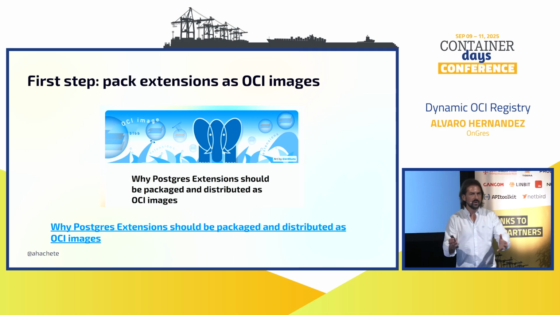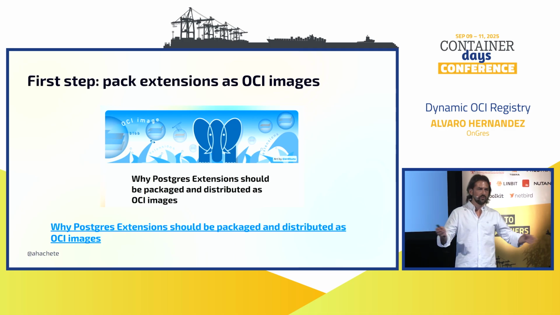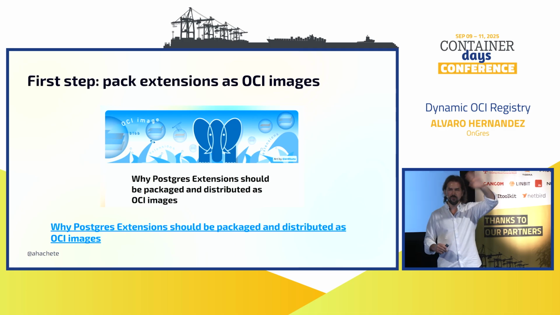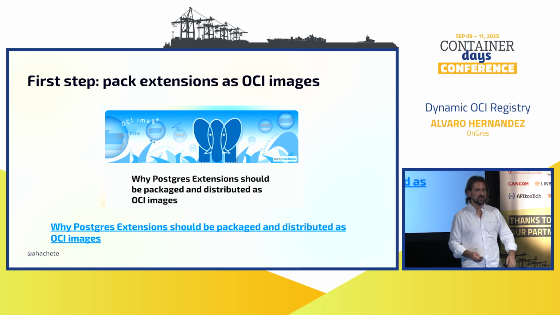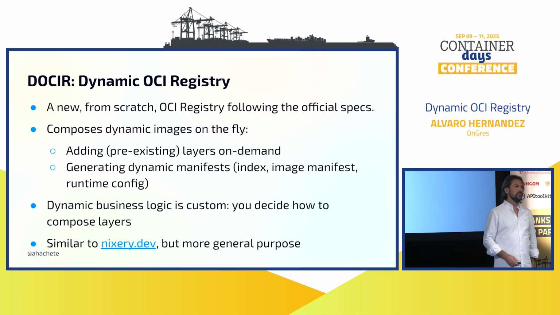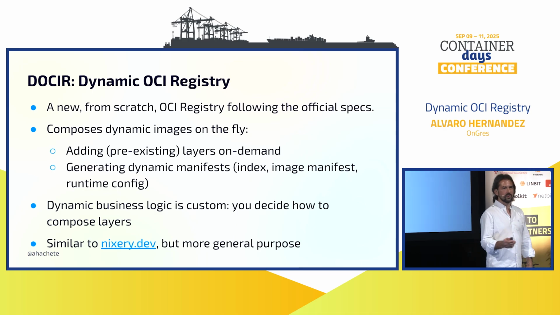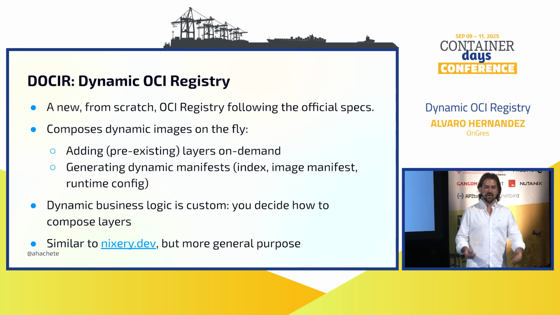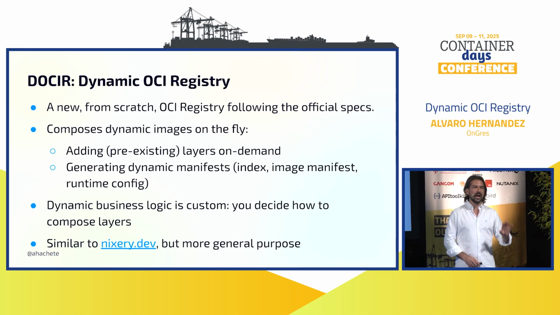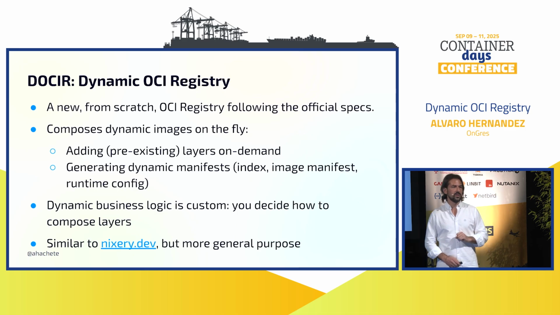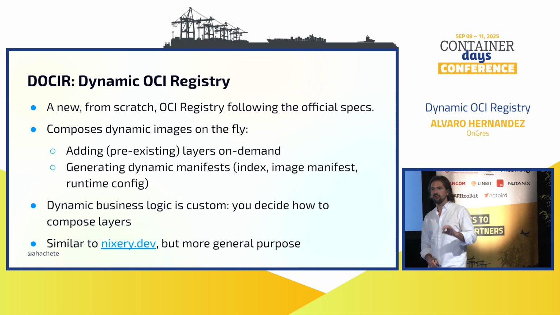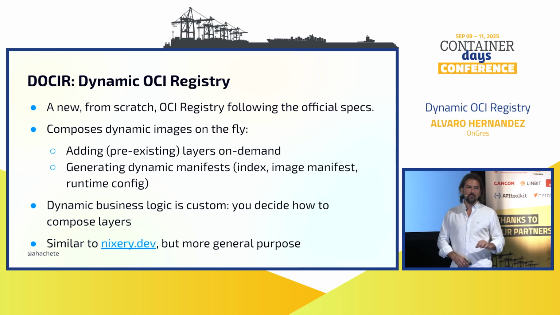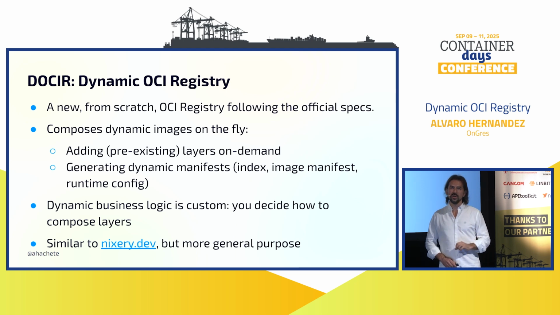So let's assume now we have compiled all the Postgres extensions, 200, 400, whatever it is, and deployed them as OCI images, or we have them available as OCI images. Now what do we do? Well, we can use this software called Dozer, Dynamic OCI Registry. It's basically an implementation of the OCI distribution spec from scratch, with the main goal of composing images on the fly. And this is the key.